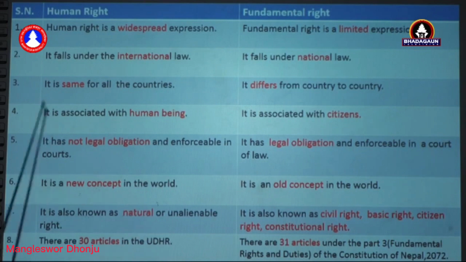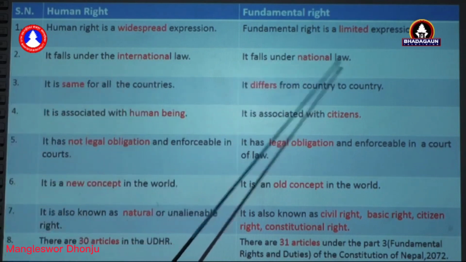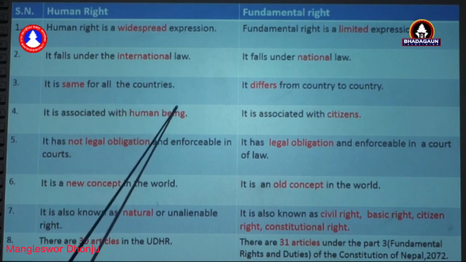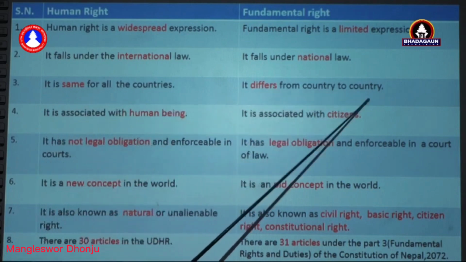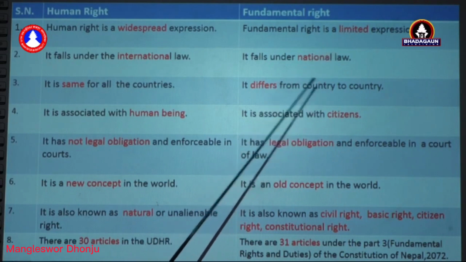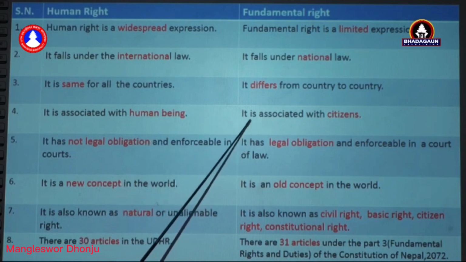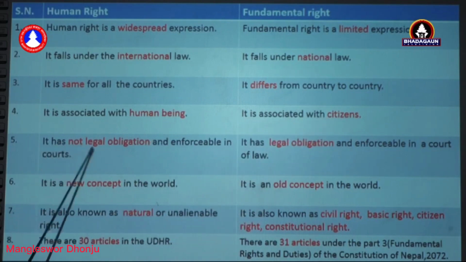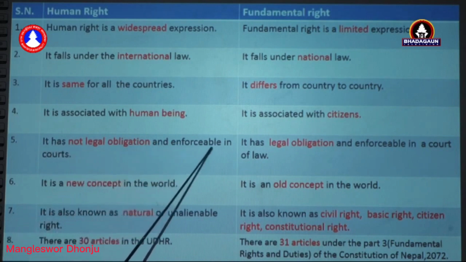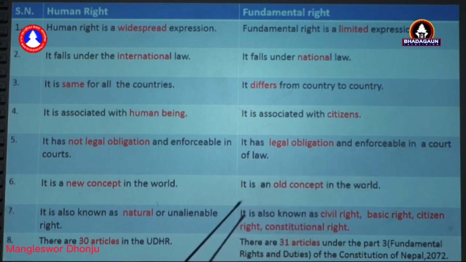And number 2, it falls under the international law, it falls under national law. It is same for all the countries. It differs from country to country. Agi bhanisake maile yo limited cha kina bhandakhari country anusar farak farak huncha. It is associated with human being. It is associated with citizen. It has no legal obligation and is not enforceable in the court. It has legal obligation and is enforceable in a court of law. Bhanepachi yesma kanuni badhyata bhane hudaina.